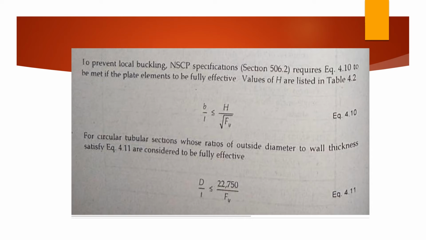So, for circular tubular sections whose ratio of outside diameter to wall thickness satisfies equation 4.11, shown below, they are considered effective. These circular tubular sections are like steel, similar to PVC-type pipes, round ones. So D over T is not less than 22,750 over Fy. We use this to make our design effective.